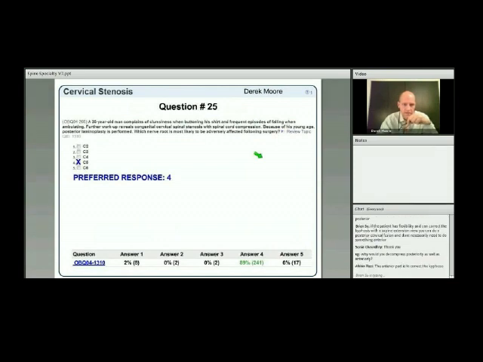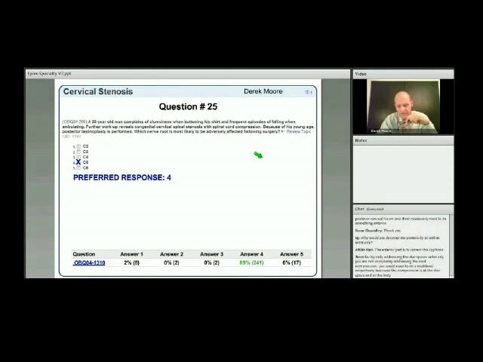So going back to this question, it's a 35-year-old. He had a laminoplasty. What is the most likely nerve root that's going to be negatively affected by surgery? The proper answer to this is the C5 nerve root, so the correct answer is 4. 89% of you got that correct.